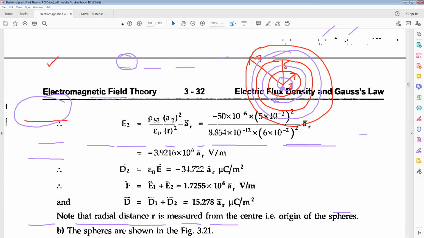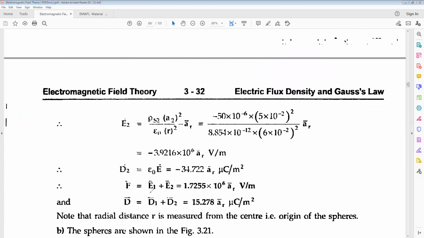The total electric field and the total electric flux, E1 bar plus E2 bar, is equal to 1.7255, and the D1 and D2 is 15.27. Got it, my dear students?